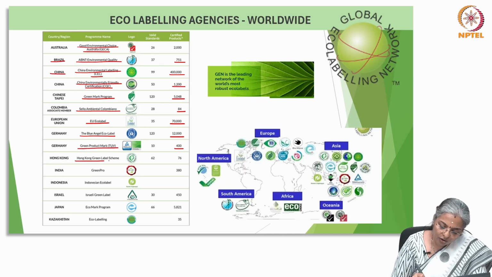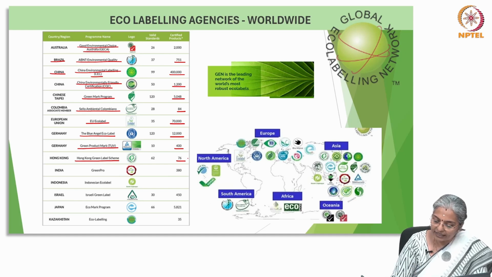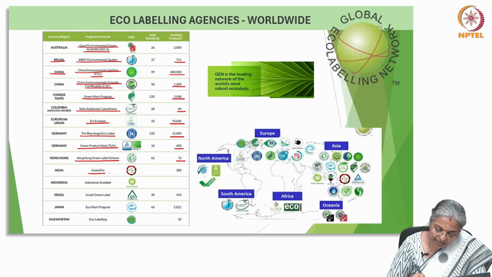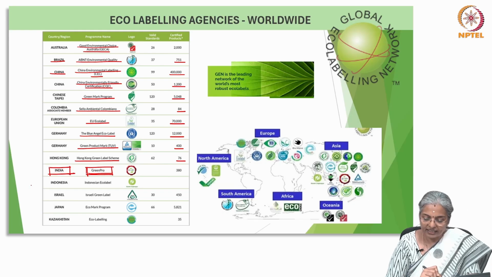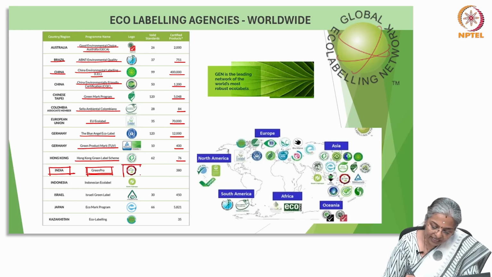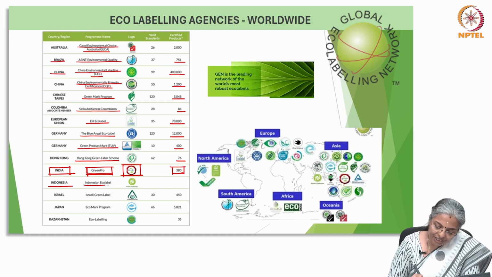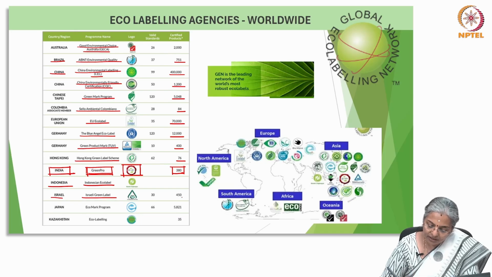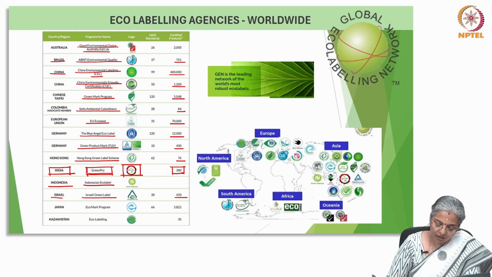Hong Kong has Hong Kong Green Label Scheme endorsing 76 building materials. India has Green Pro. I will be discussing Green Pro certification by India a little in detail in the next class, and this has 380 products approximately. Indonesia has the Indonesian Eco Label. Israel has Israel Green Label with 450 endorsed products.